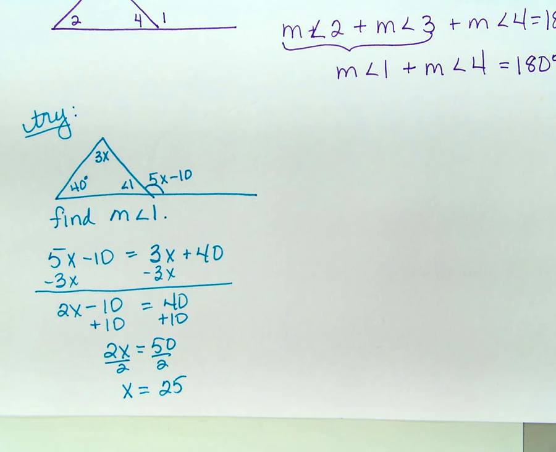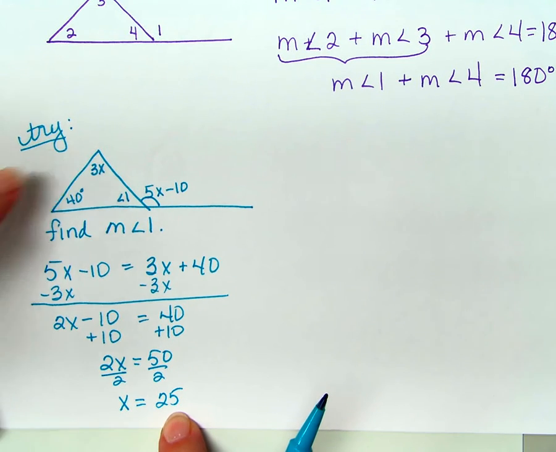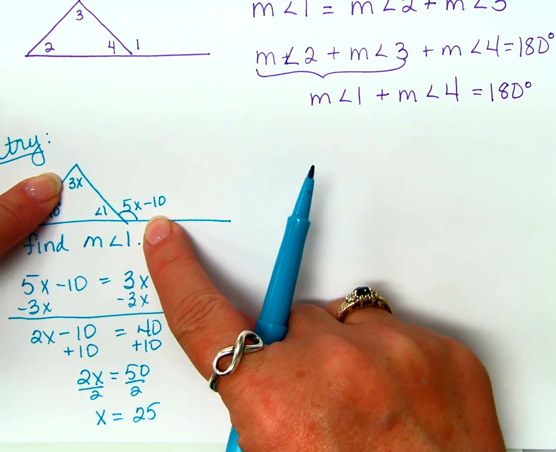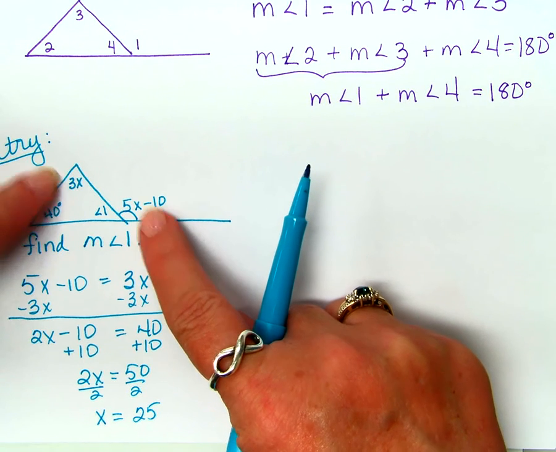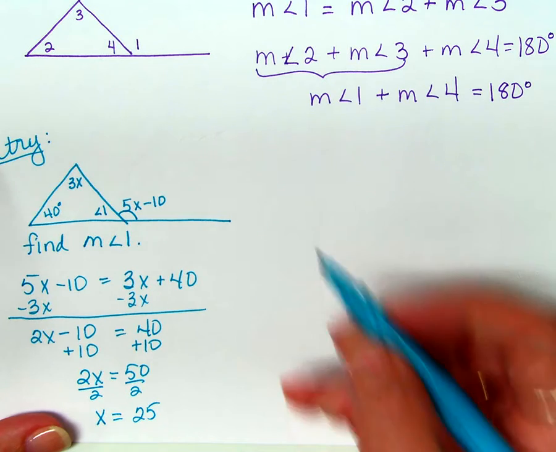The measure of angle 1 is not x? No, it's not. What do we know now? If I have x, what do I have enough information to find? I can find this angle and this angle, right? Which one will help me the most? The 5x minus 10, right? Because that's directly connected to the measure of angle 1.